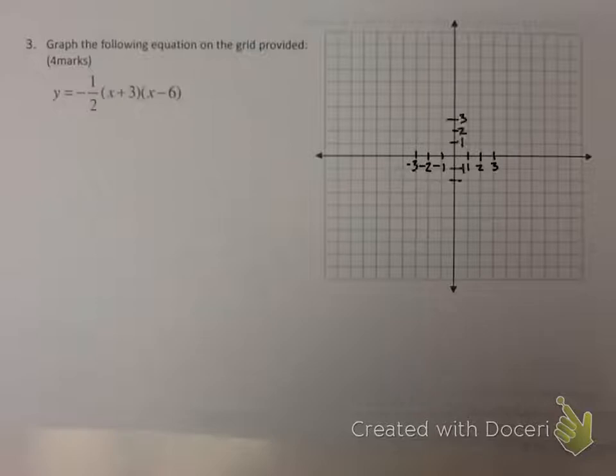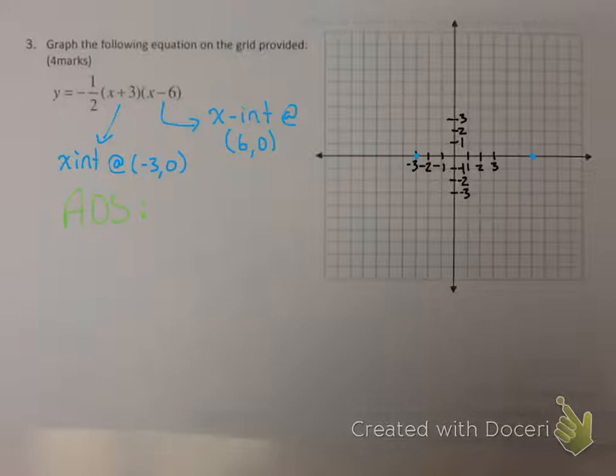So, first let's label our grid. Good, now we know we're going by ones. So this gives us an x-intercept at (-3, 0). Let's plot that. Then we have another x-intercept at (6, 0). We'll plot that.